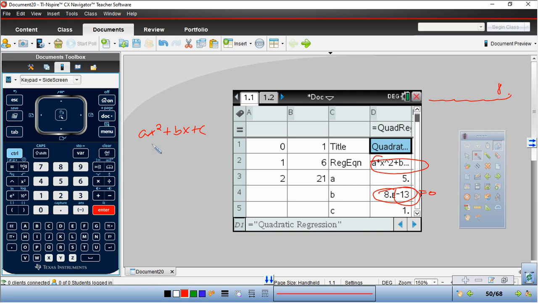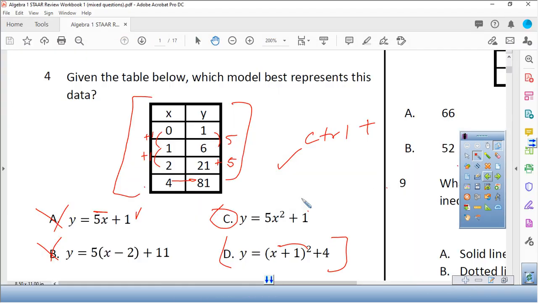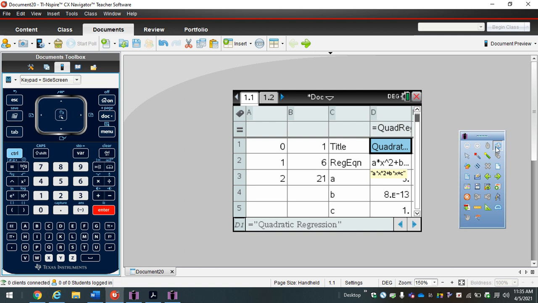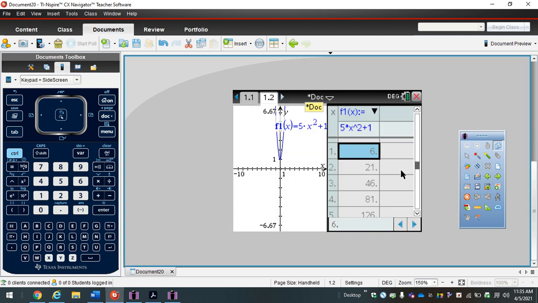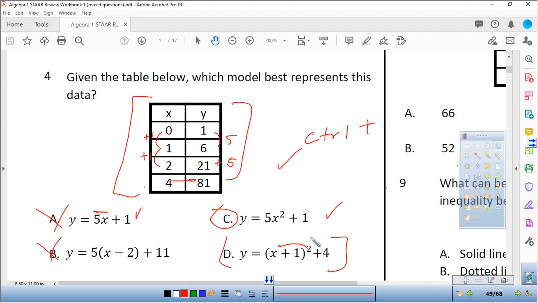Here it's saying it's going to be 5x squared. This one's gone. Plus 0x, you don't write it. Plus 1. And that's what you have here. Control T is a little faster. Now, if I go to Control T, guys, and I get this, and my tables don't match up, I'm going to tell you this much. I know this is my answer now.